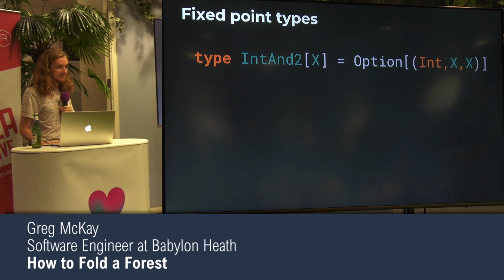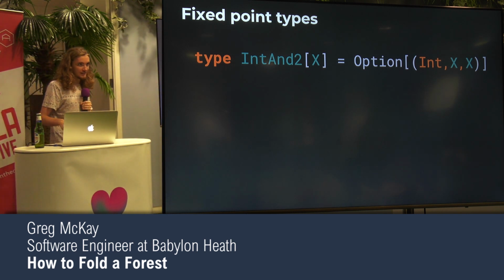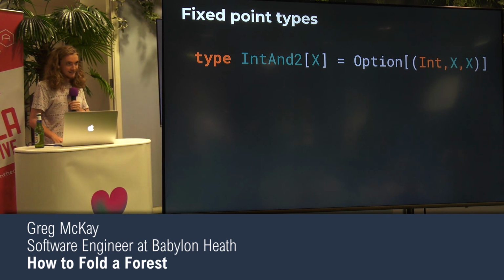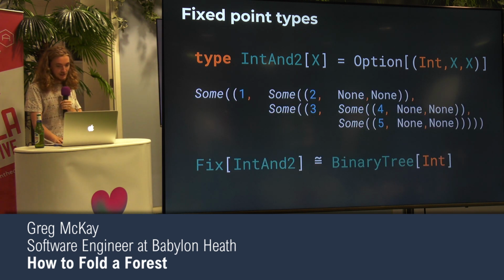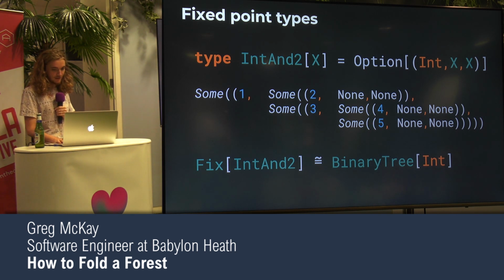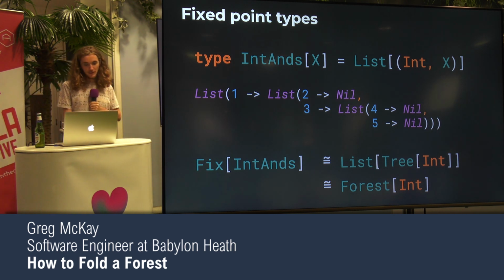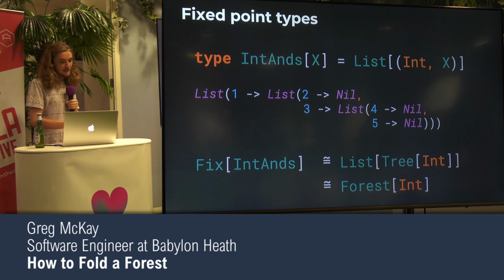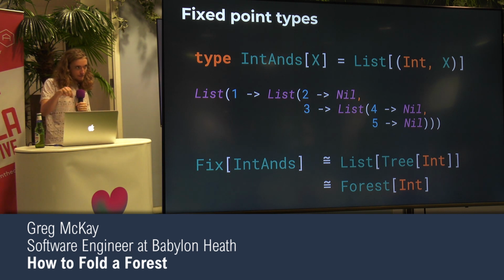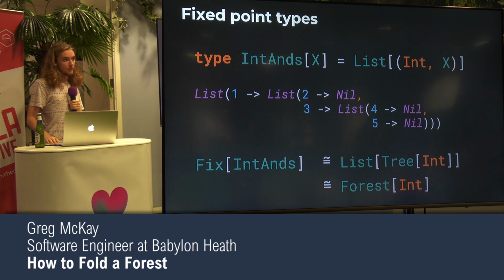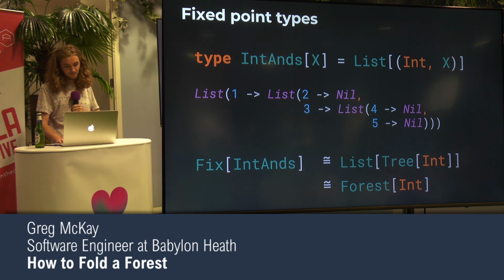Okay, how about this one? So now instead of a single successor, you have 2 successors. Yeah, so it's a binary tree. And then this one, where we've replaced the option type with a list. So at each level, you can have as many successors as you want, and we start with a level rather than a root. So this is kind of like a list of trees, or sometimes known as a forest.